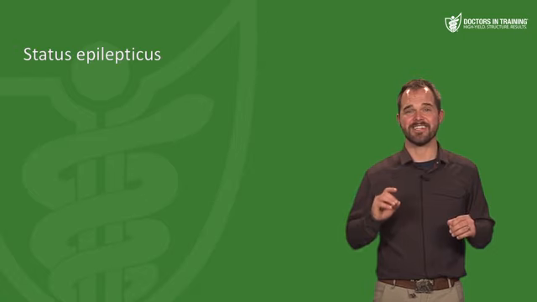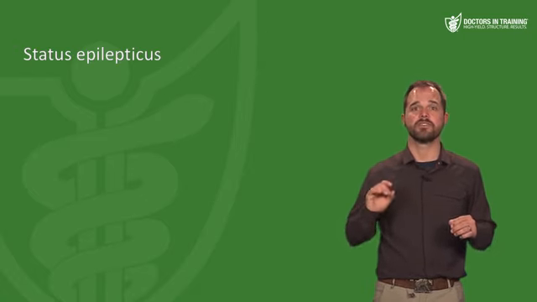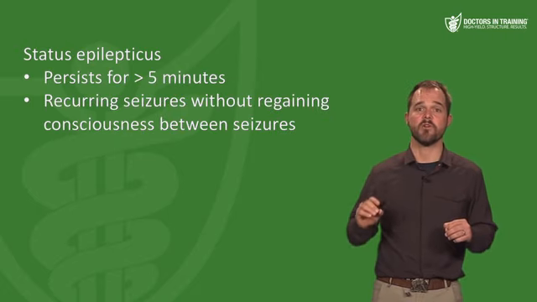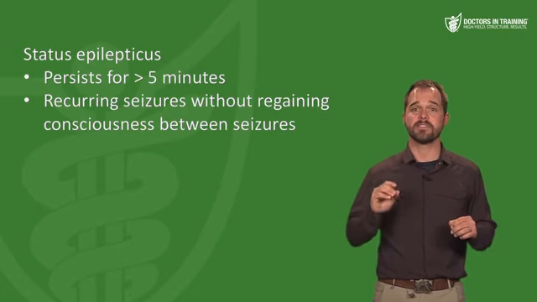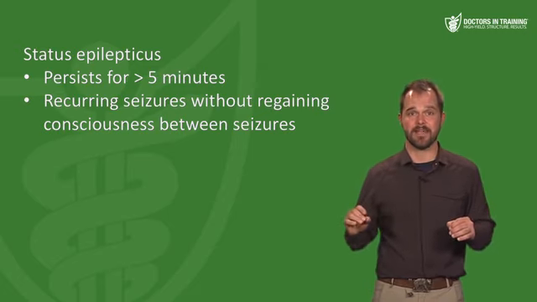Status epilepticus is not actually a type of seizure, but a life-threatening episode of a continuous seizure where the seizure or group of seizures persist for over 5 minutes. This is always considered a medical emergency and can lead to permanent brain damage and death.